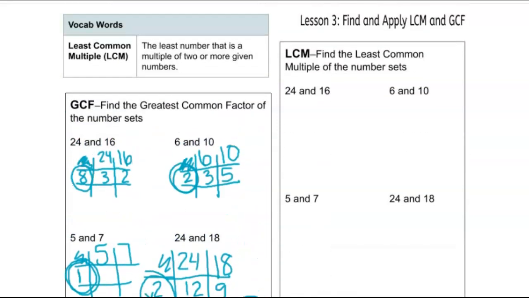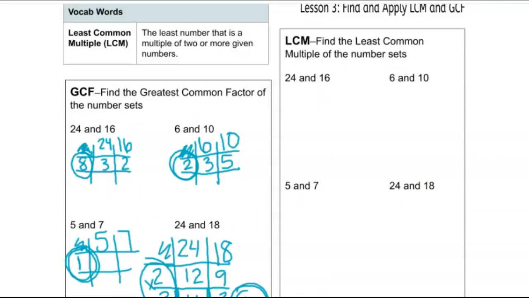Now we're going to come up here and we're going to look at LCM. LCM is slightly different than GCF, but we're going to start off doing the same thing. So I have the same numbers over here, you see, but since we're finding LCM, we're going to do it a little differently. So I'm going to draw my tic-tac-toe board. I have 24, and I have 16. I'm going to take my numbers that I already have over here. I know that 8 times 3 is 24, and 8 times 2 is 16.